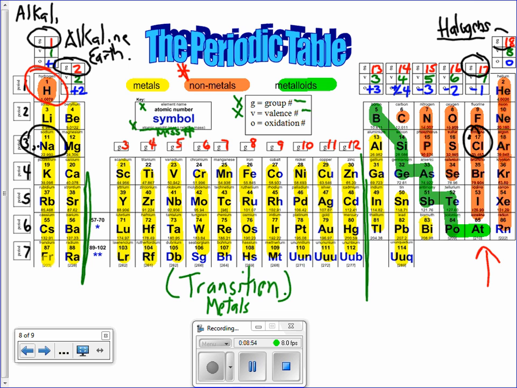The last group is group 18. Okay, that is, as most of you know, the noble gases. Okay, they are inert, which means they are non-reactive. They usually are not compounds. They don't react to become compounds. They usually hang out by themselves. They are single atoms. And that is what you have to do to fill in the periodic table.